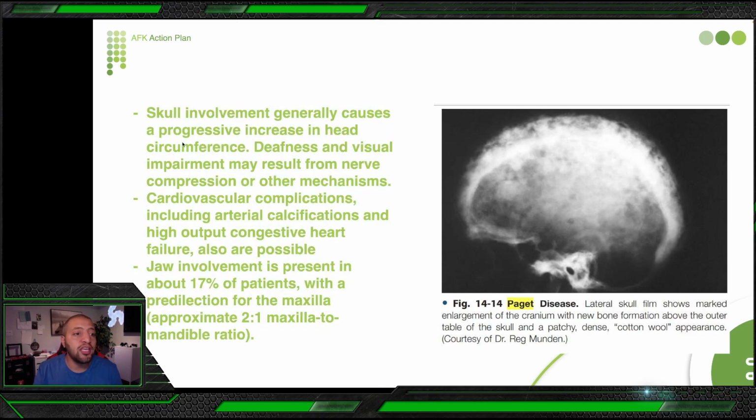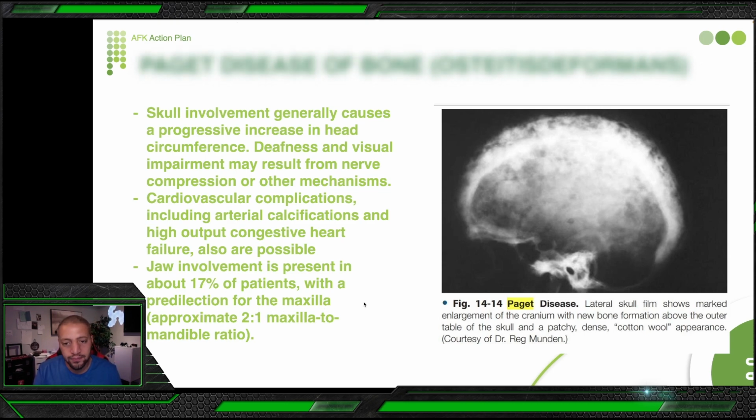Skull involvement generally causes a progressive increase in head circumference. Deafness and visual impairment may result because of nerve compression and other mechanisms. And we spoke about this one before. Jaw involvement is present in about 70% of patients with a predilection for the maxilla, approximately a 2 to 1 maxilla to mandible ratio. Okay?